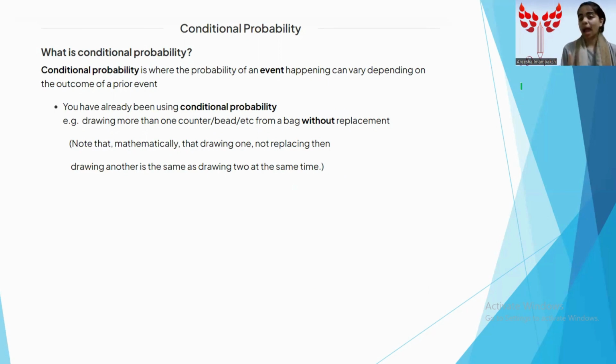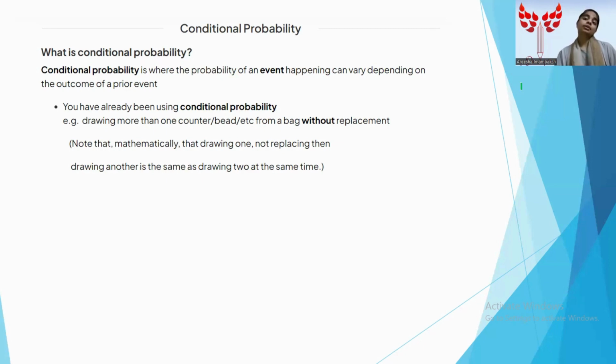For instance, you have a bag, and in that bag you have, let's say, green and yellow balls. Let's say you have 3 yellow balls and 2 green balls. Now, if I tell you that you need to find the probability of 1 yellow ball, you'll say it's simple. 3 yellow balls, 2 green balls, so it will be 3 upon 5.